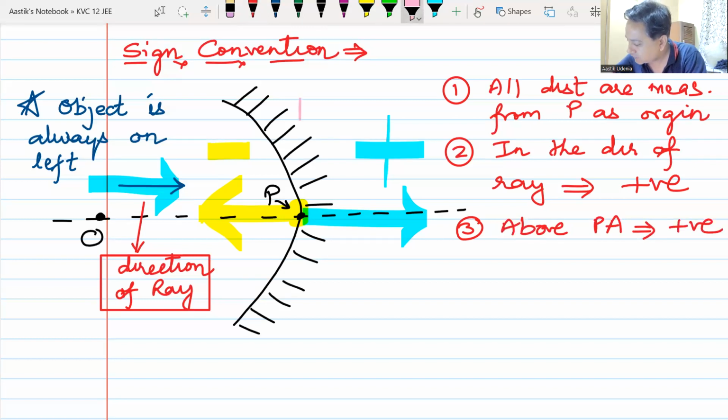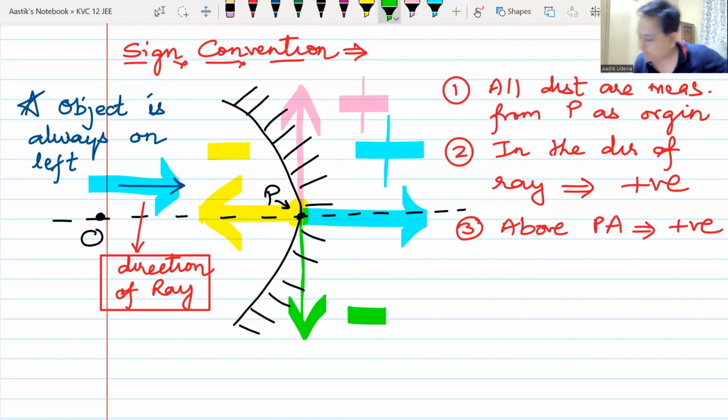Now I shall draw this. If the distance is like this, pink line, it is positive. If the distance is like this, it is negative. Do we understand this? Can I have some raised hands that we understand this?